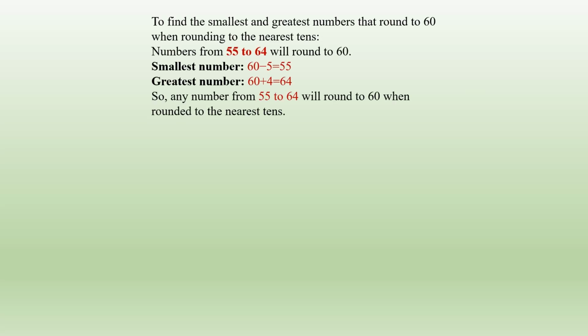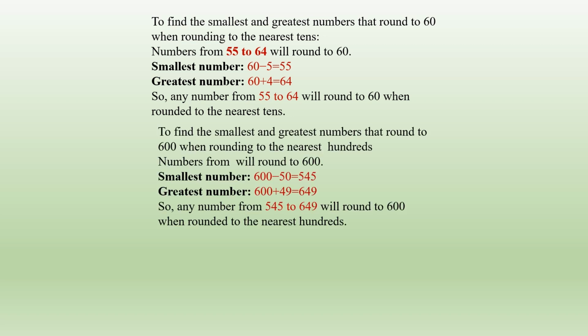Now here are some examples and tips to find the smallest and the greatest number that round to the nearest tens. I have taken an example of 60. Any number from 55 to 64 will round to 60 when rounded to the nearest tens. In the same way, any number from 545 to 649 will round to 600 when rounded to the nearest hundreds. And how to do that is shown here. You can follow this method so you will get the answers without mistakes.